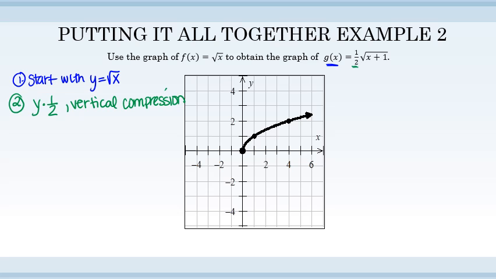Step 3. Let's use purple for this guy. So here I'm adding 1 inside of the function. So that is going to be a horizontal shift to the left 1 unit, which means that you're going to take your x values and subtract 1 from them. All right, let's set up our table.